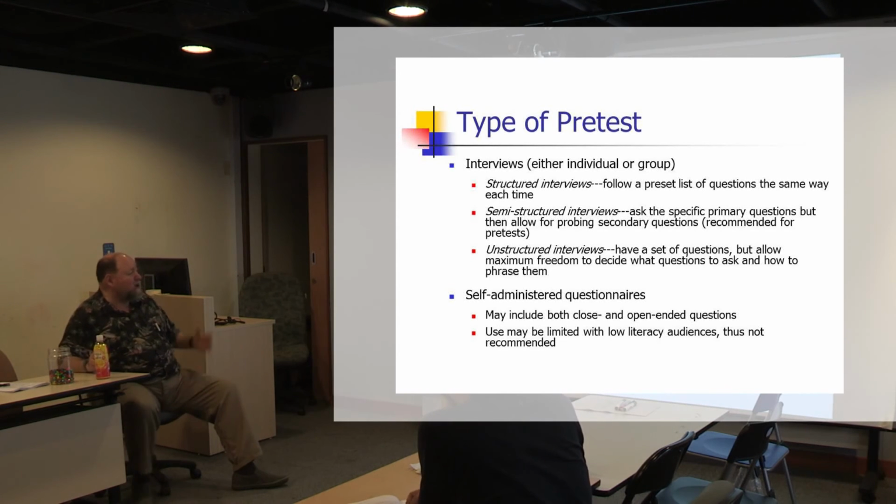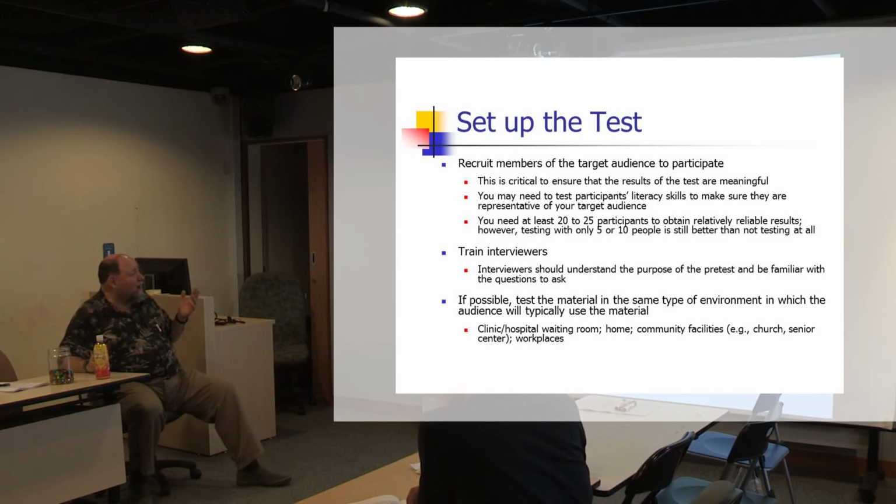So, setting up the test, you recruit people. You make sure that the people are representative of the sample. You need to make sure people have requisite literacy skills to make sure they're representative. I usually do at least 20 or 25 to obtain relatively reliable results. However, testing only 5 or 10 is better than not testing at all.